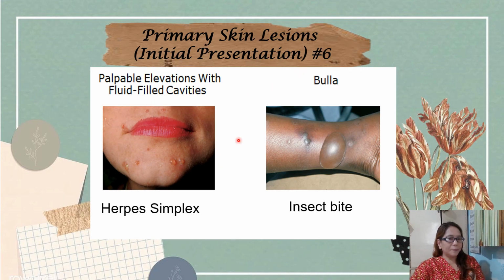Okay, so another example of palpable elevations with fluid-filled cavities naman. No? We have what we call the vesicles, with fluid-filled cavities, that is less than 1.0 cm. It is filled with serous fluid. Okay, example is the herpes simplex. And another example of palpable elevation with fluid-filled cavities is the bulla. Yung example dito sa baba is the insect bite. This can be 1 cm or larger. Again, this is filled with serous fluids.